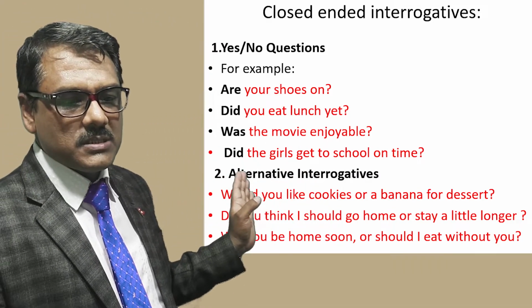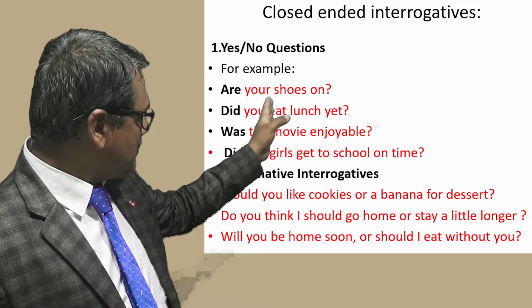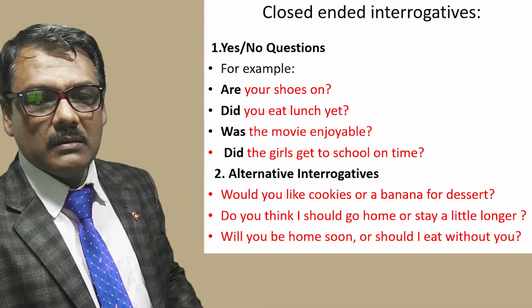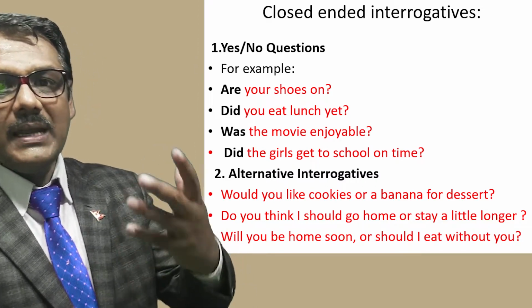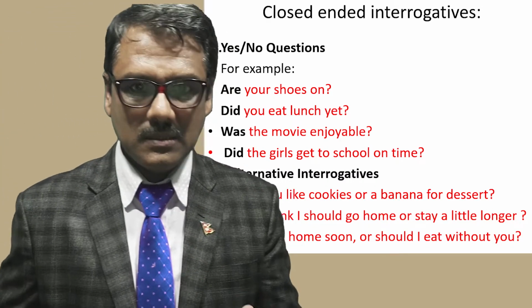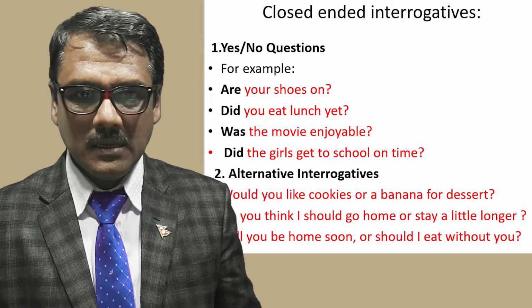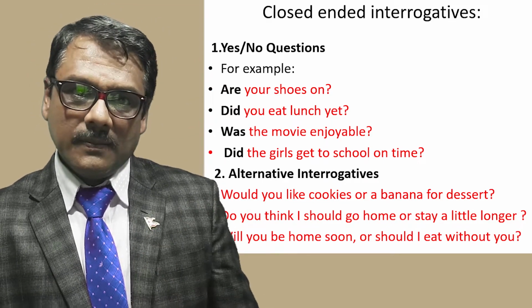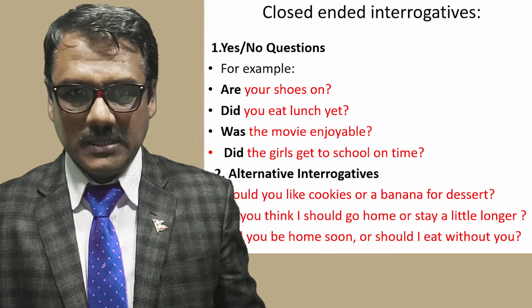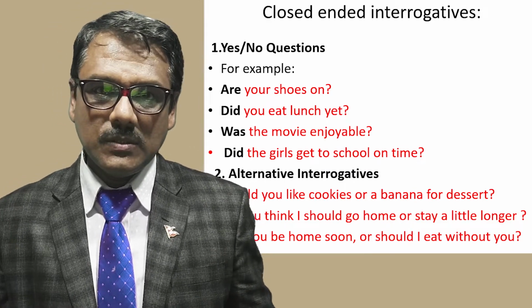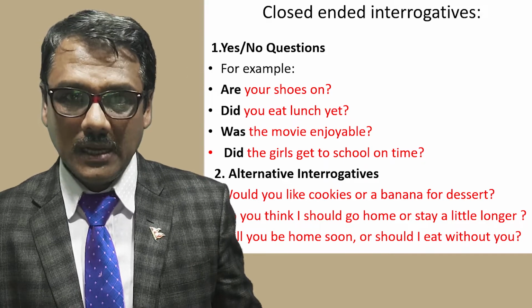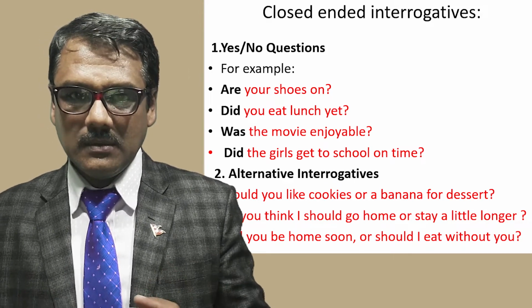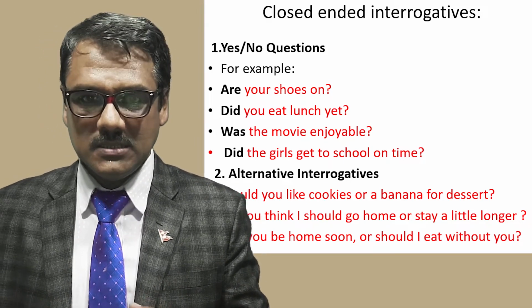Are, did, was, did. These in the first are examples of yes/no questions. Why are they called closed-ended interrogatives? Let me make it clear. If you ask a question, where do you live? I have to answer, I live somewhere. The place is the answer.